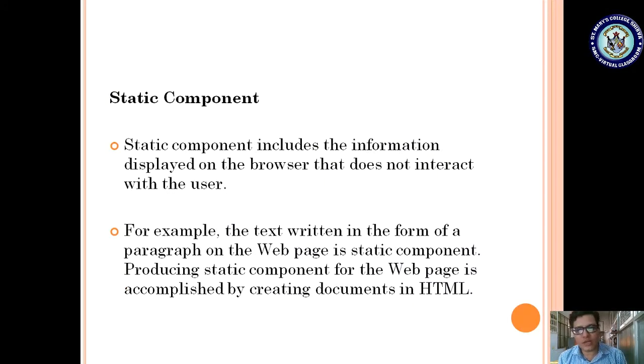The static component includes the information displayed on the browser that does not interact with the user. So it is unable to interact. It is fixed, just like a constant. For example, the text written in the form of a paragraph on a web page is a static component. To understand this concept, if you open any website, whatever text appears is a static component.